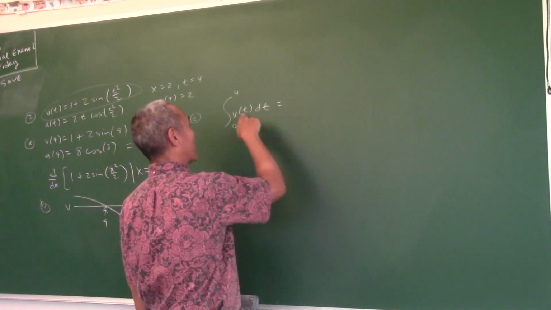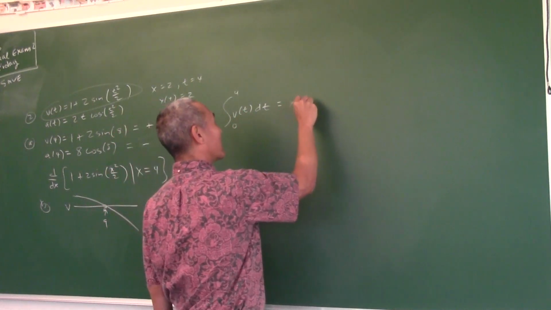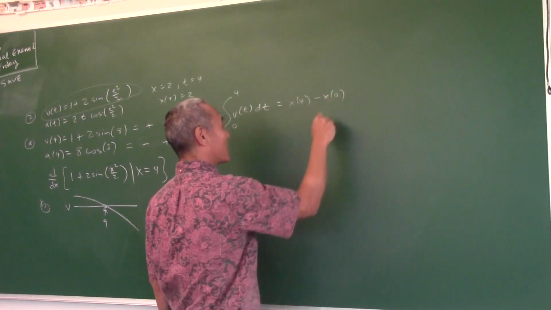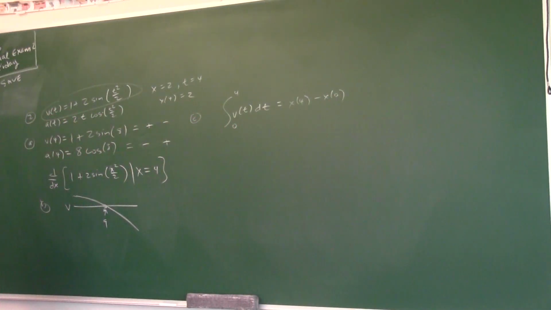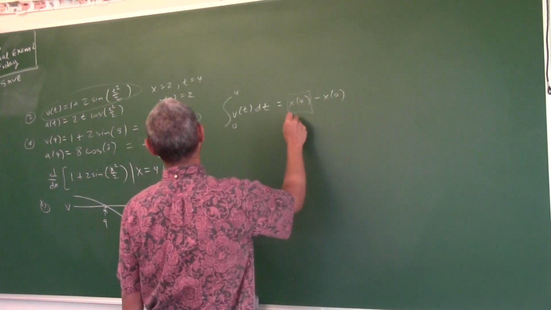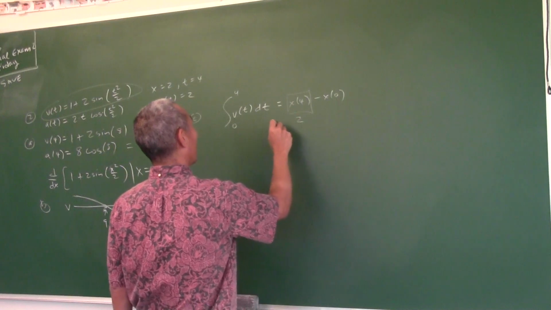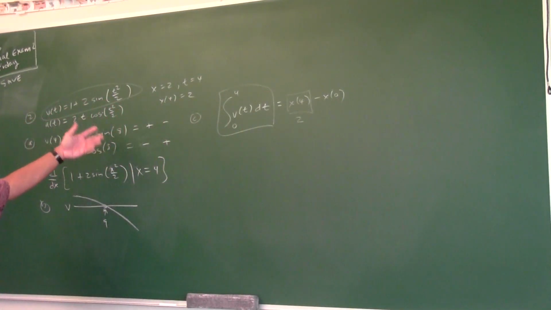That's equal to, the antiderivative of velocity is x, position. Plug in the top number, plug in the bottom number, subtract. This is code red, the fundamental theorem of calculus part 2. Now, this one, they told you, this is equal to what? 2. This can be computed on your calculator, right? And please give at least 3 decimal places.